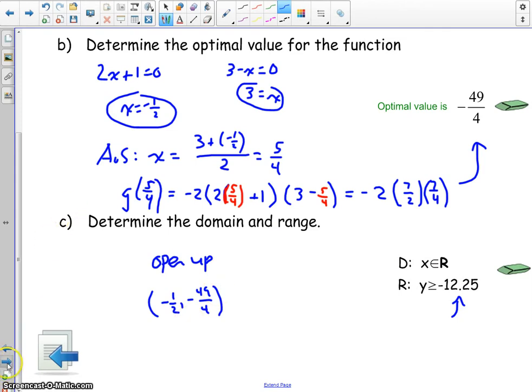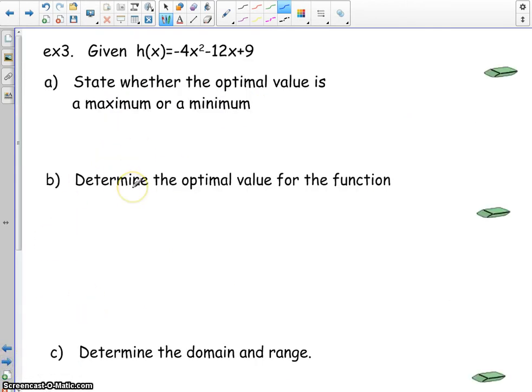Okay, I'll let you guys try the next one here. Now we're in standard form. Same types of questions, right? Find whether the optimal value is a max or min, find the optimal value, and find the domain and range. So pause it and push play when you're ready to see the answers.